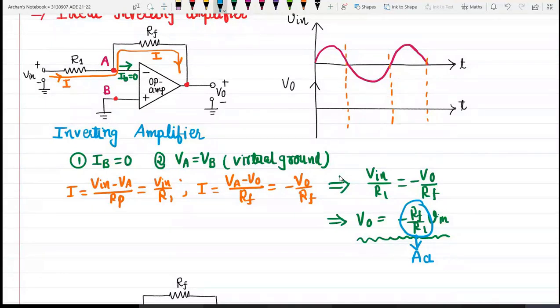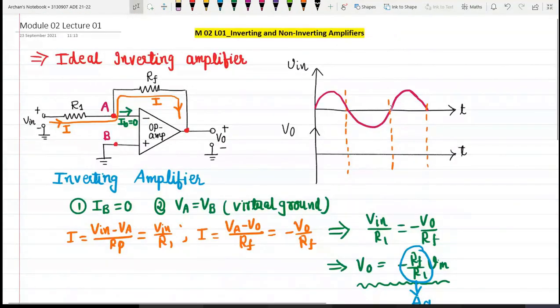Okay, and this negative sign indicates that my output voltage will be opposite to that of the input voltage. Suppose this sinusoidal waveform represents the input signal. In this case, the output voltage will be 180 degrees out of phase with respect to the input voltage. So the output voltage will have the shape of this voltage. The magnitude will depend on the amount of gain provided by the circuit.